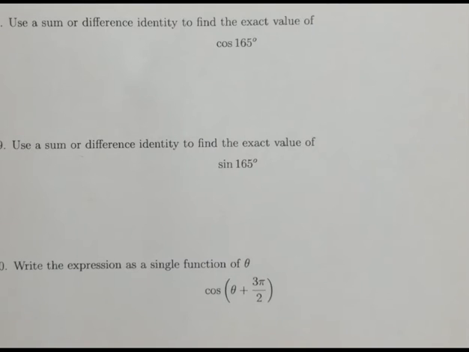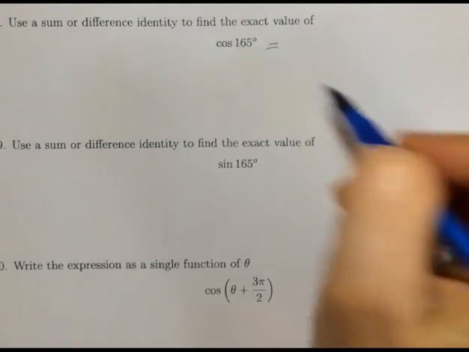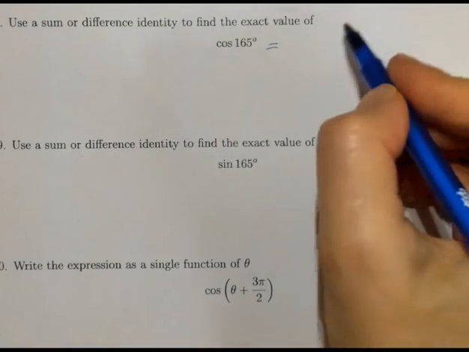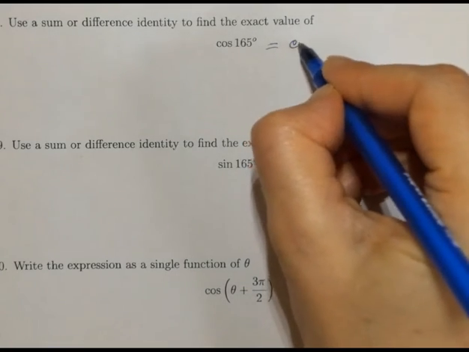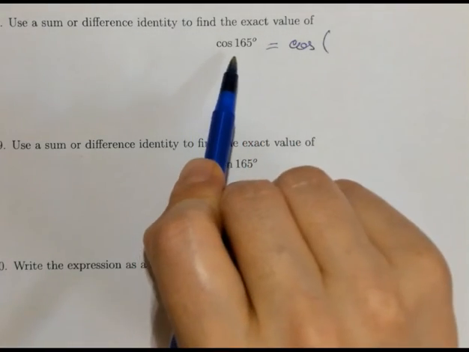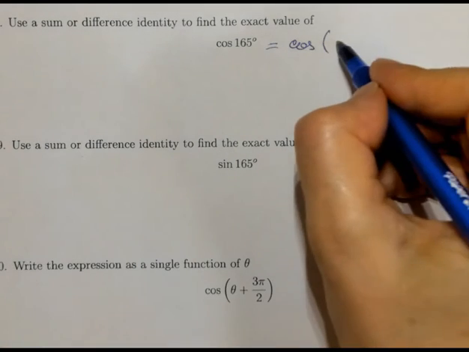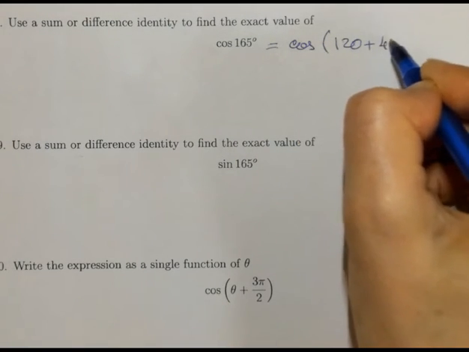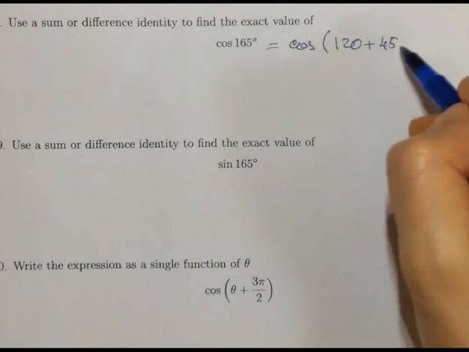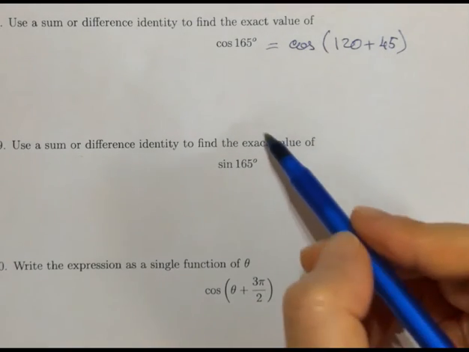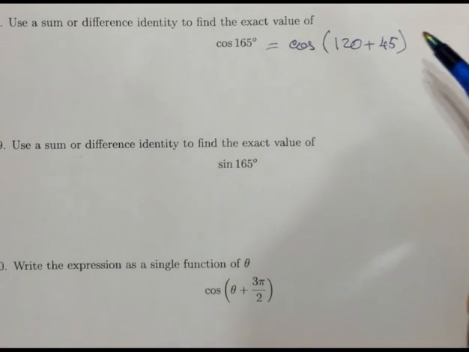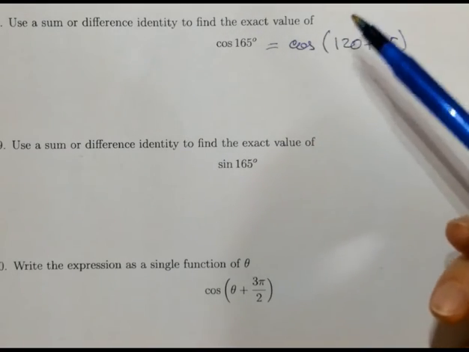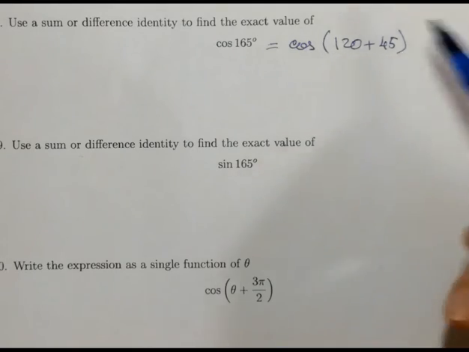Use the sum or difference identity to find the exact value of cosine 165 degrees. Sum or difference means that we must represent 165 as a sum or difference. For example, 120 plus 45 degrees. So it could be something else, but 120 plus 45.